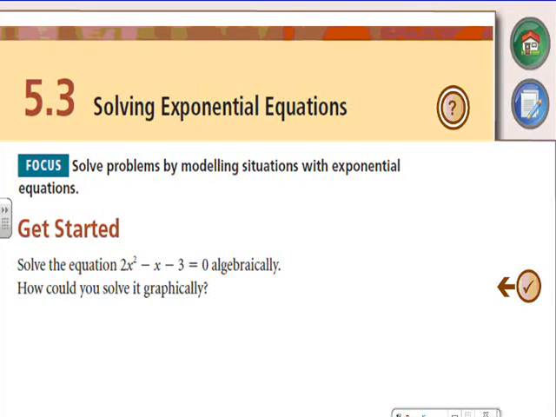Let's look at this first one. Solve the equation 2x squared minus x minus 3 equals 0. We're first going to do it algebraically.